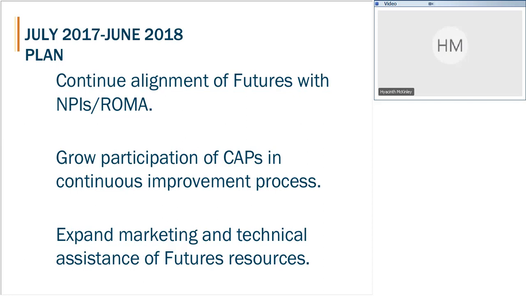As far as the Futures project itself, we are going through the process of continually looking at the curriculum and the piloting experience to try to ensure that we're helping any additional CAPs that are going through the process consider the use of the Futures when they are looking at their ROMA processes, looking at their new MPIs process. We're looking to grow the participation of CAP agencies in the learning community. And we're trying to continually expand information and awareness around the Futures work and the resources. That's what's in next year's plan. Next slide.